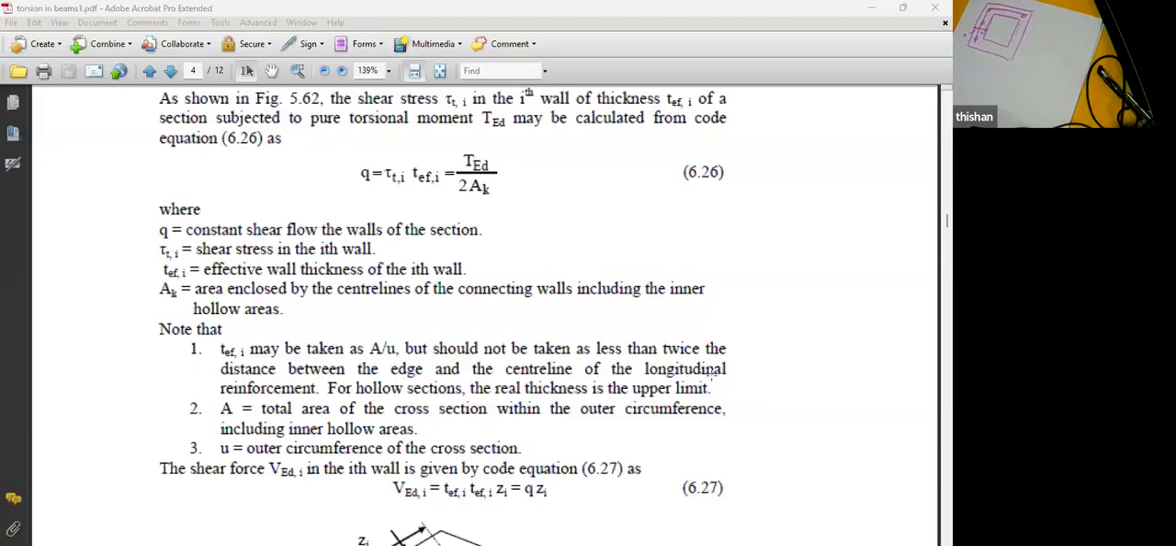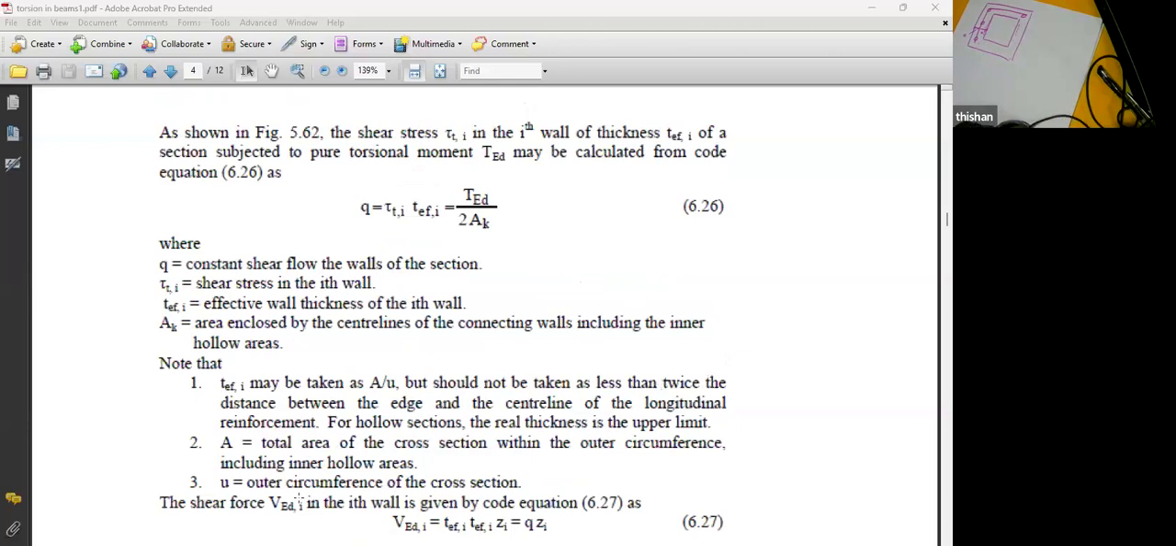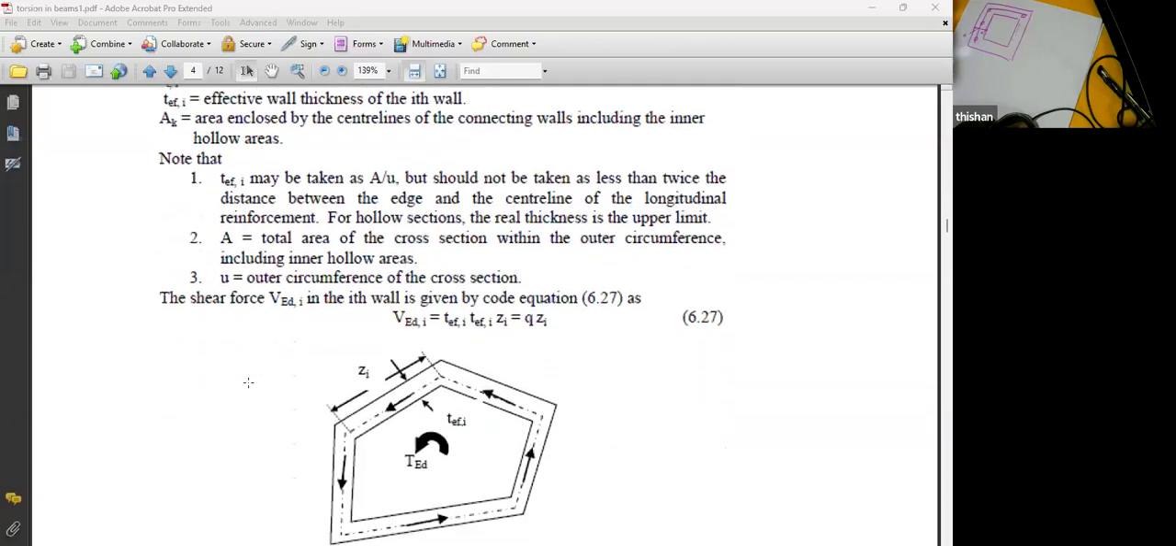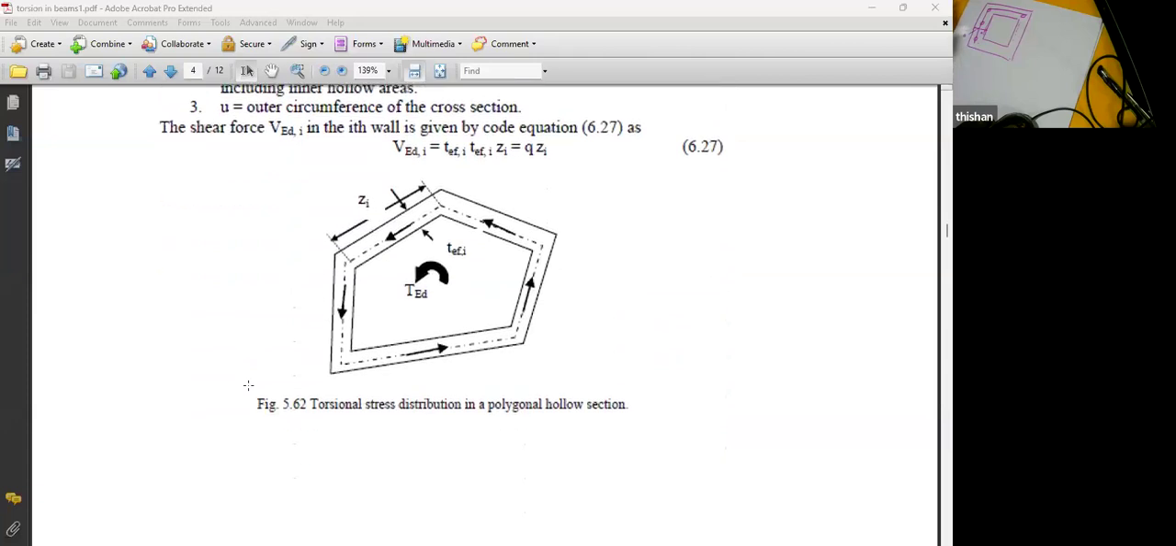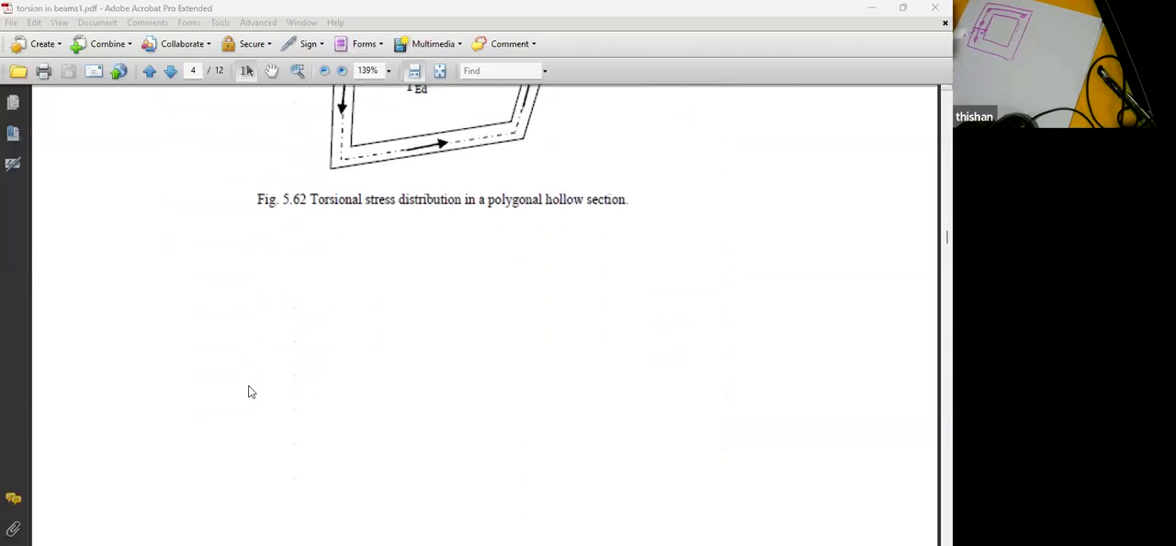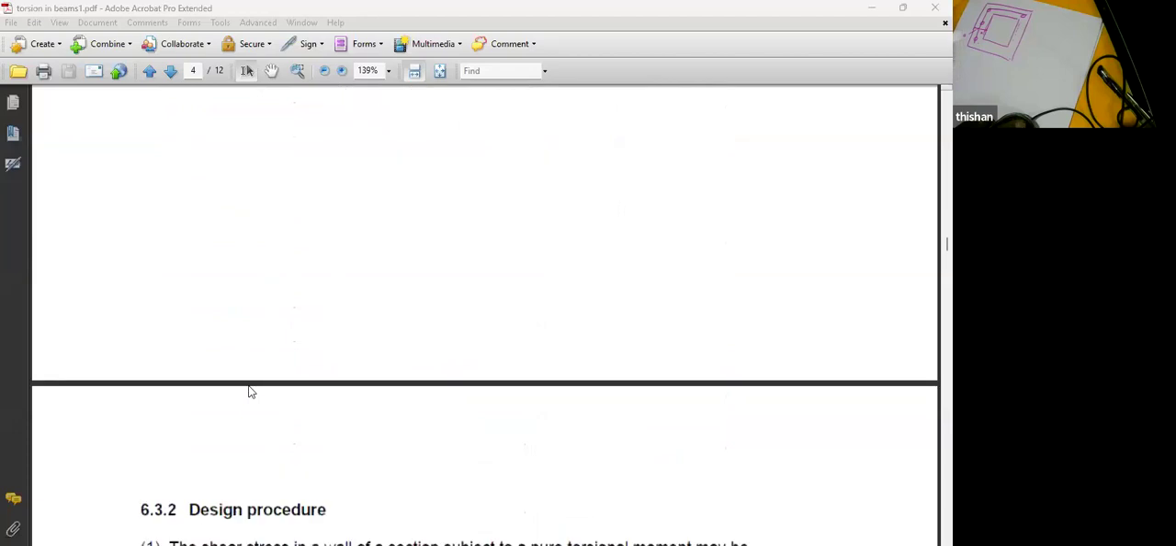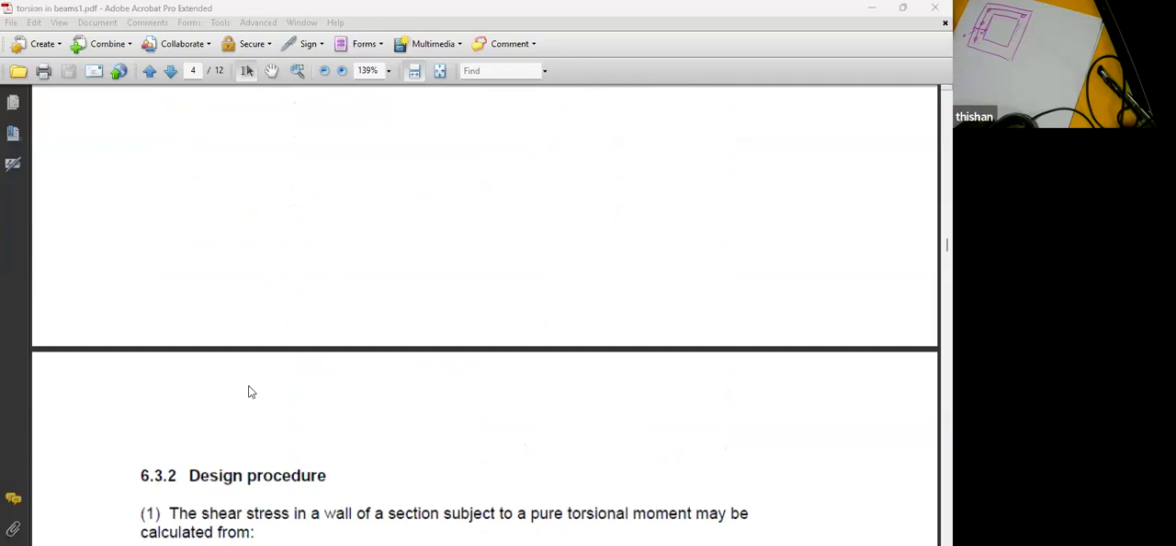Then how do we find the thickness? The effective thickness is considered as A divided by U. U is the outer circumference of the cross section. A is the total area of the cross section within the outer circumference, including the inner hollow areas. So there's a procedure for finding the thickness of the wall, but we'll look at the example and find it, so it's easier to understand.